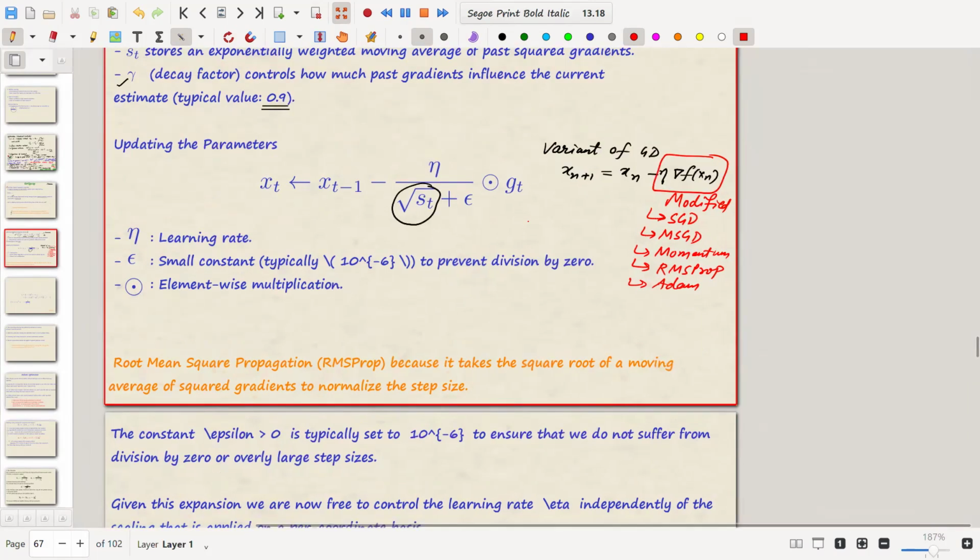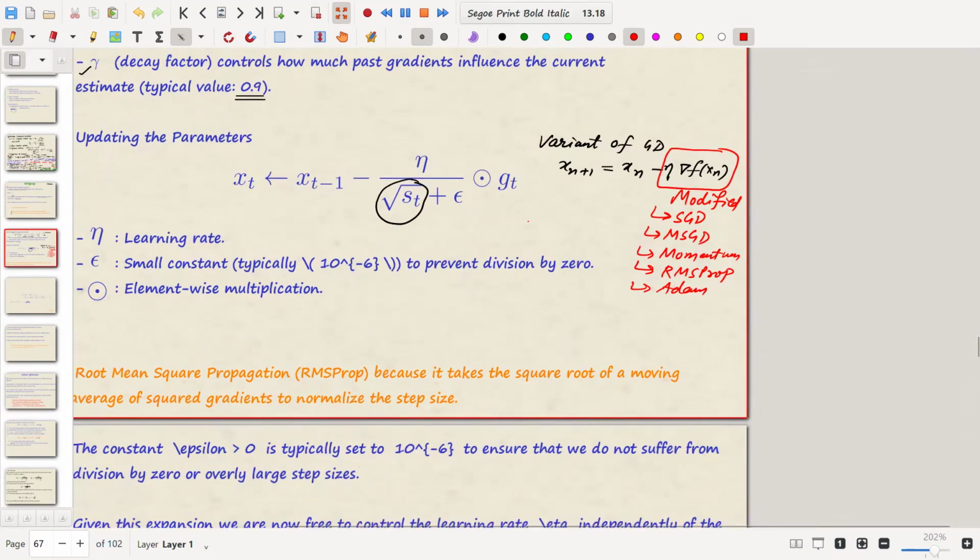Fine. So this is the idea. You can see here that xt is equal to xt minus 1, same as gradient descent, minus eta times, this is the learning rate, okay, divided by root of st plus epsilon. Okay, root of st. What is st? St captures the information of the squared gradients, isn't it? And you are taking a root over that. So I hope you can understand why it is root mean square. Okay, you got it, why we are calling it root mean square here.